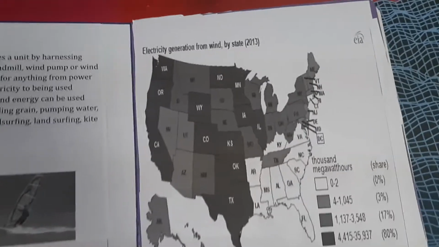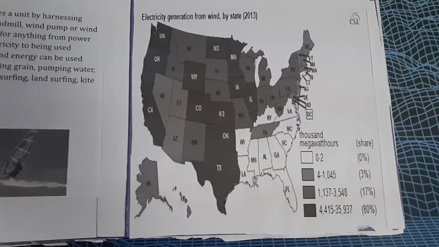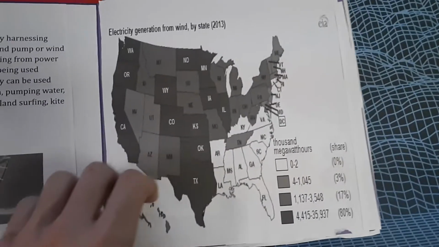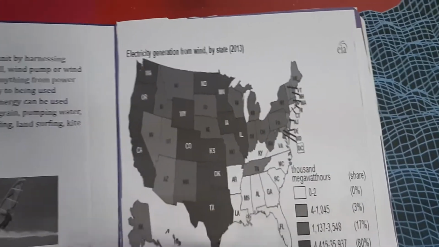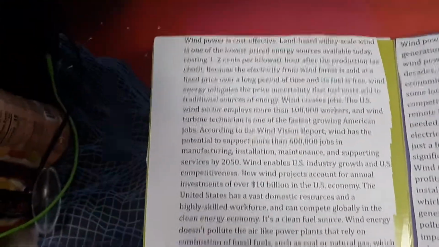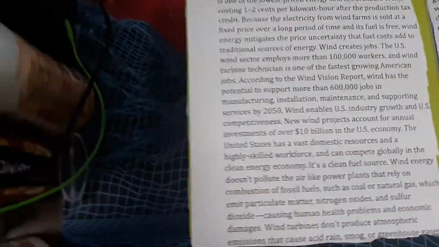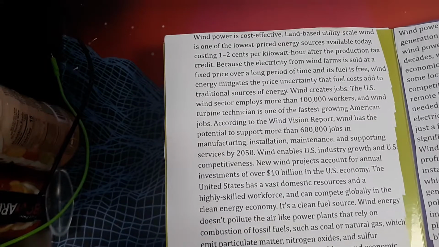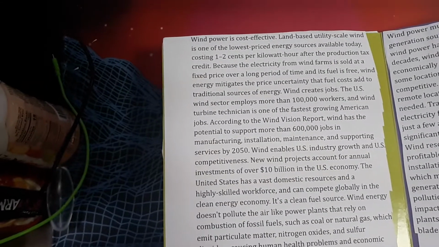This is electricity generated from wind in 2013, so the darker, the more electricity. This is just in the United States. And so some of the pros: it's cost effective. Land-based utility scale wind is one of the lowest priced energy sources available today.